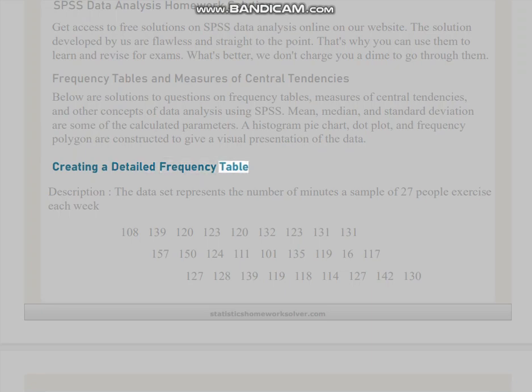Creating a detailed frequency table description. The data set represents the number of minutes a sample of 27 people exercise each week. 108, 139, 120, 123, 120, 123, 131, 131, 157, 150, 124, 111, 101, 119, 129, 118, 114, 118, 119, 114, 127, 142, 130.